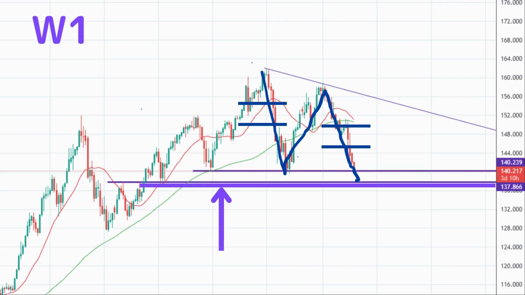Just like with any entry, avoid jumping in immediately. Wait for signs of a reversal or confirmation through price action on the lower timeframes before taking a position.